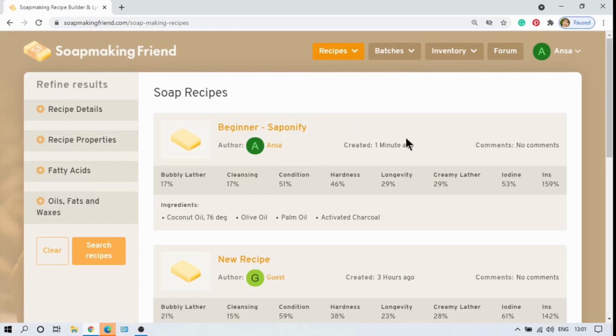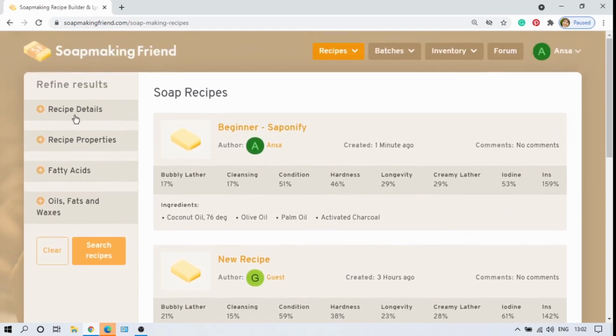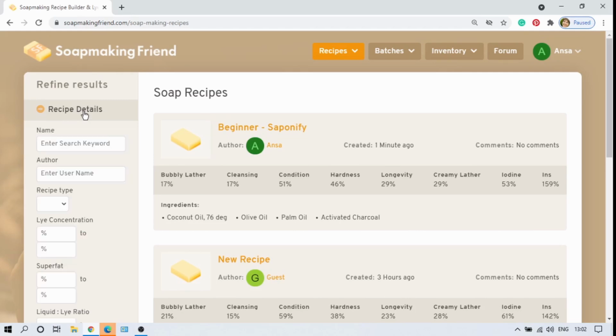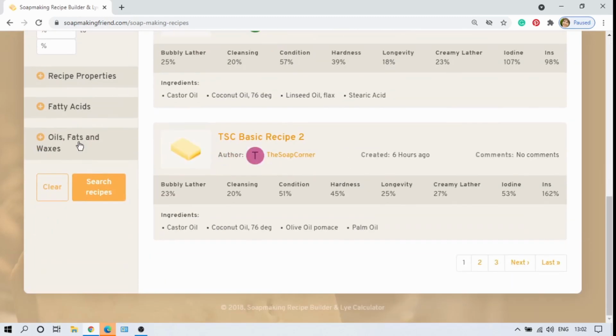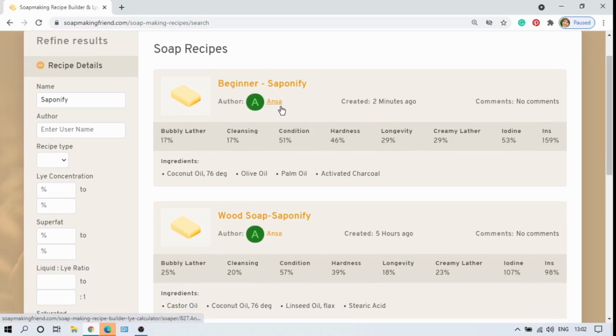I just made this. This one was created 1 minute ago, and this was public. That is why mine is here. Here a guest created a recipe 3 hours ago, so the guest recipe is in there. So if you need to find any of my recipes on Soapmakingfriend's YouTube channel, all that you need to do is type in Soapmakingfriend, then go to the bottom and say search the recipes. Then it's going to search for anything with the word Soapmakingfriend in it. And you can see the author is Ansa. So if there's a different author that also got Soapmakingfriend up there, then you might be able to know there's somebody else's. But here's the beginner recipe.